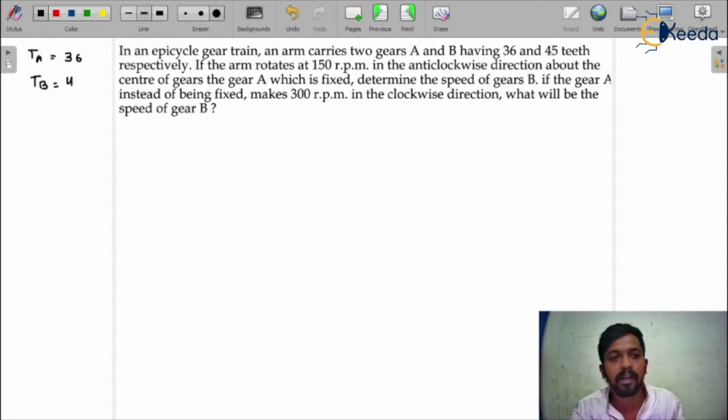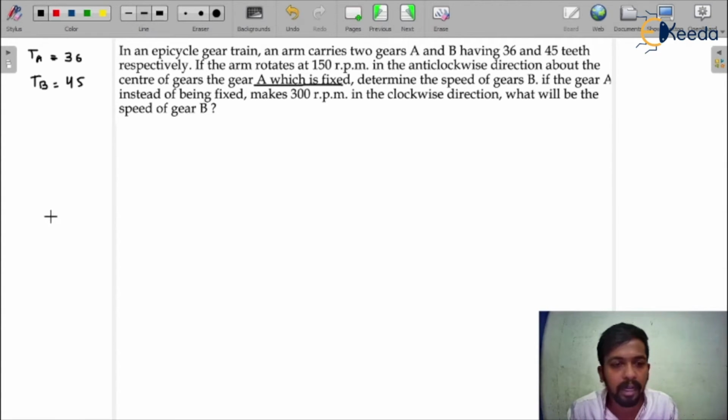Sometimes they will give you the diagram and sometimes they will not, but you need to draw the diagram, because without drawing it you cannot understand what is going on in the question. It says the arm rotates at 150 rpm in the anti-clockwise direction about the center of gear A, which is fixed. Gear A is fixed.